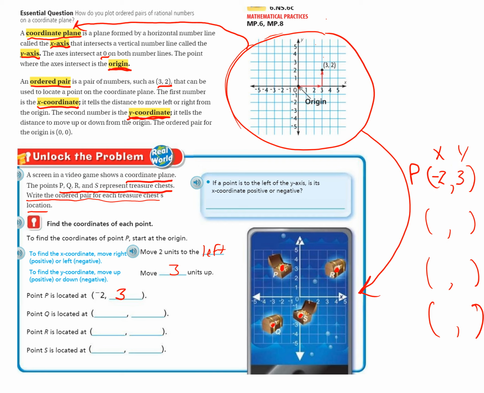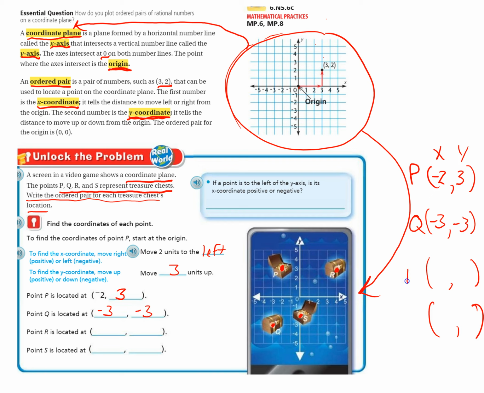Okay, point Q. Point Q is down here, so we start at the origin and we start moving right or left first. To get to Q, we have to move to the left, 1, 2, 3 to the left. So that would be at negative 3. That's our first number, and this is point Q. Then we can move up or down. In this case, we have to move down 1, 2, 3. See, it lines up with the 3 on the y-axis, and it's down, so it's negative 3.